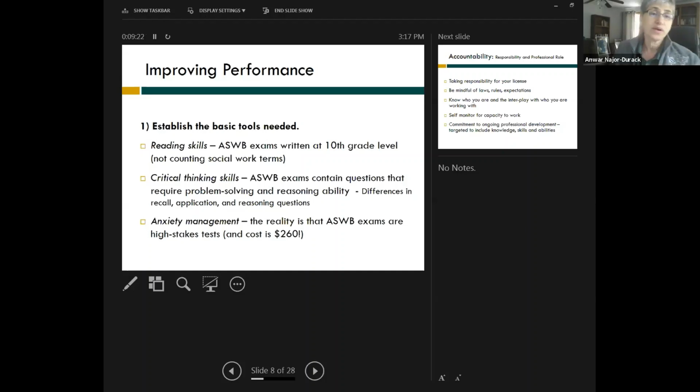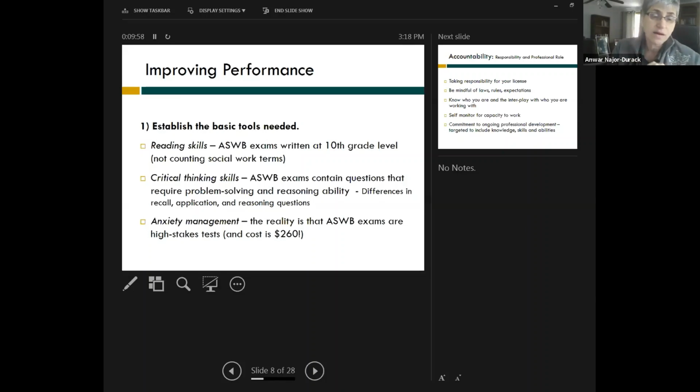And one important thing to note, obviously, is that this exam uses a 10th grade level reading, but that doesn't count the social work terms that they use on there. ASWB say that the questions really require problem solving, which requires critical thinking skills, which is why I always say to students, a great way to improve your critical thinking skills is to engage in your classes and with your faculty, and when you graduate, with your supervisor and others, because those are the skills that are going to help you most, I think, when you take this exam.